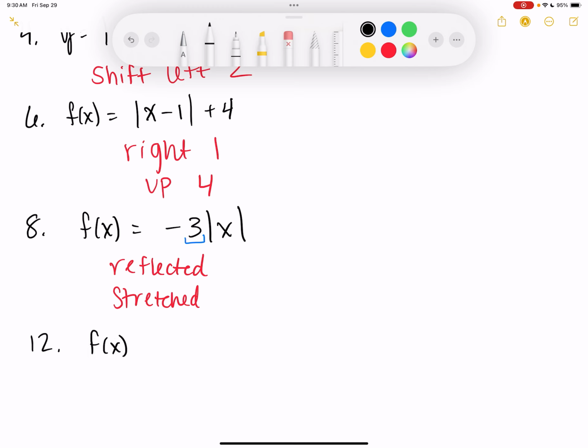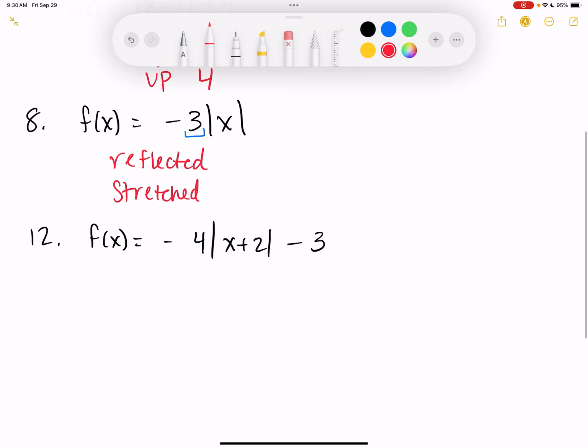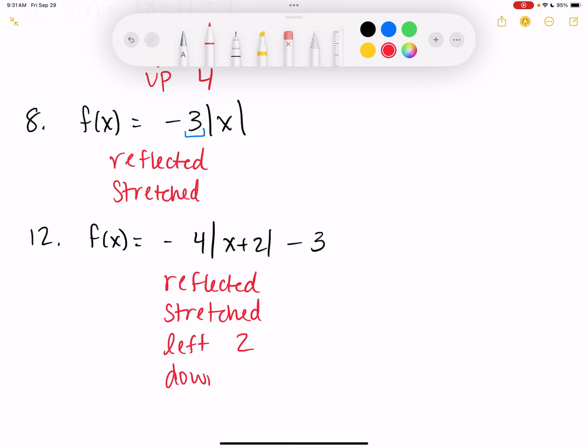12, f of x is equal to negative 4 times the absolute value of x plus 2 minus 3. So tell me what's happening with this one. It is reflected, because of the negative sign. Stretched because it's greater than 1. And left 2, and down 3.